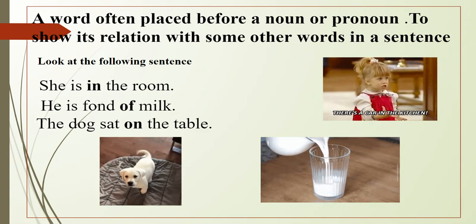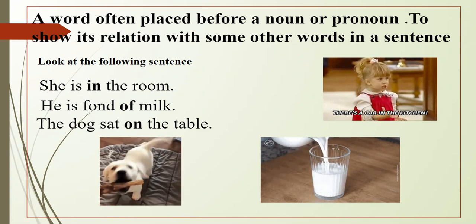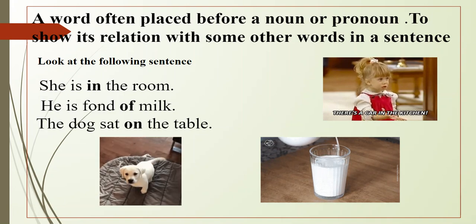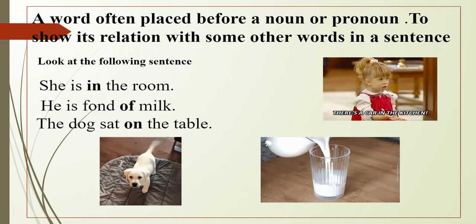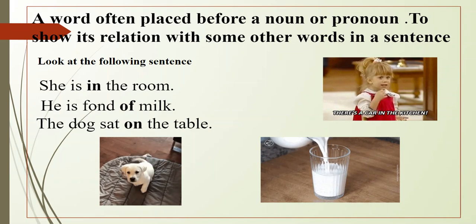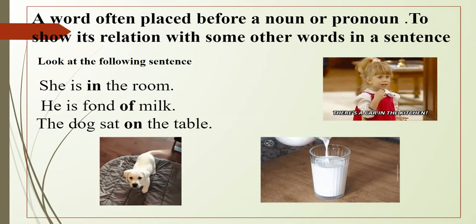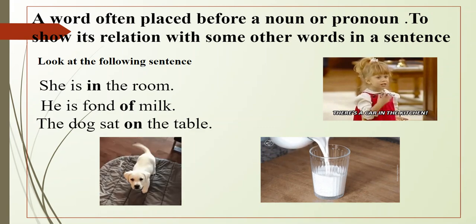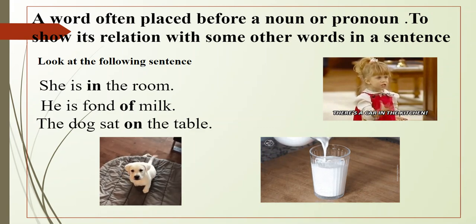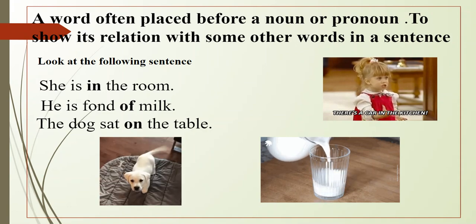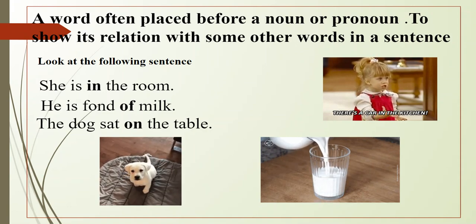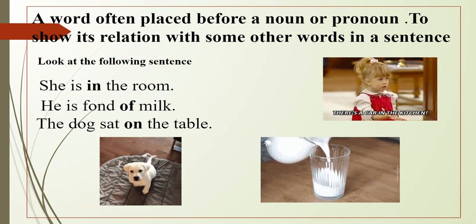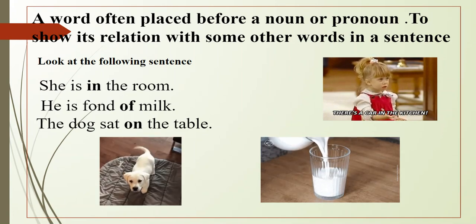So, in short, we can say that pre means before, and position means place. A word that takes place before a noun or a pronoun is a preposition. And it shows the relationship of a noun or a pronoun to some other words in the same sentence.